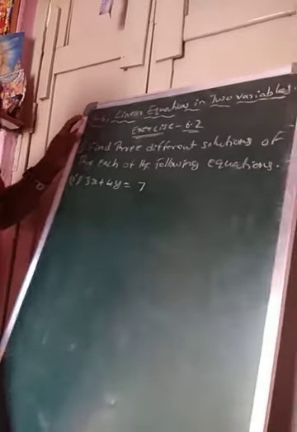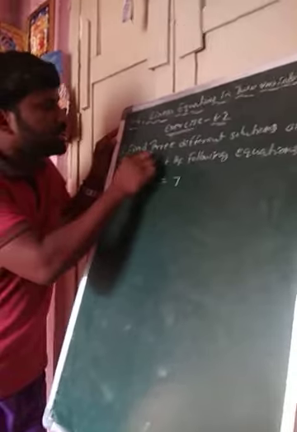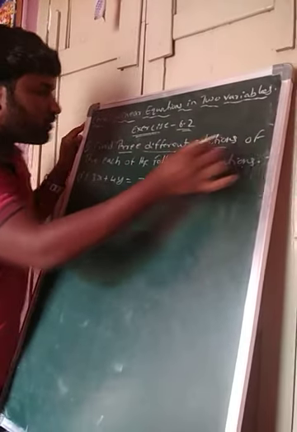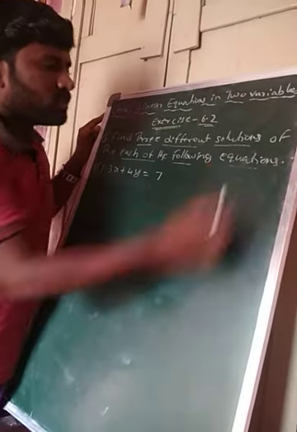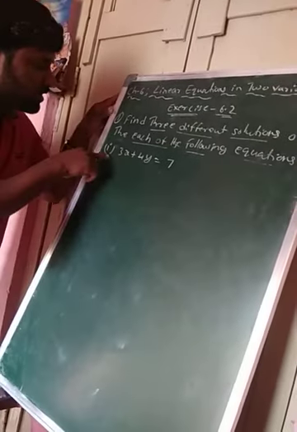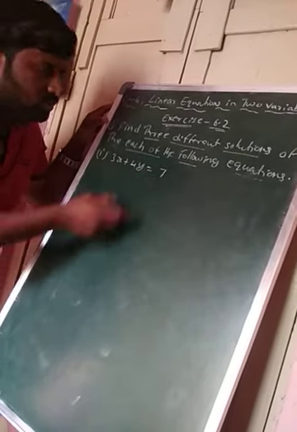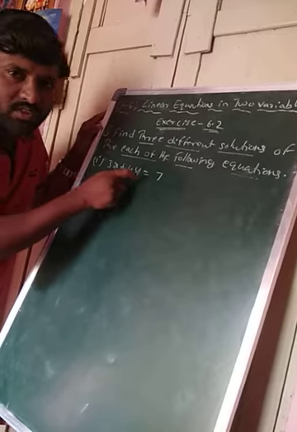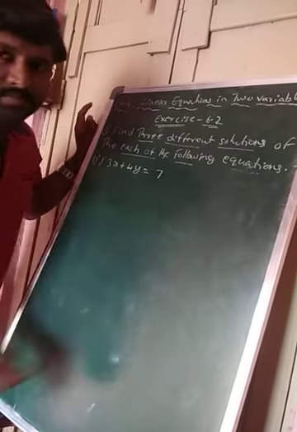The question is given like this: find three different solutions of each of the following equations. So here, the first question is 3x plus 4y is equal to 7. This is the given linear equation with two variables. Now I am going to write three different solutions for this one.